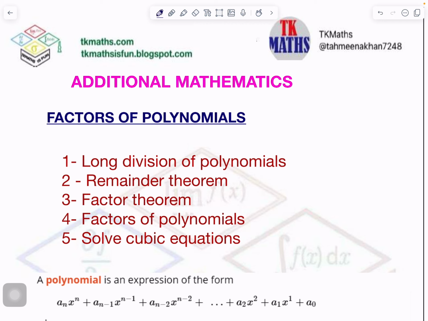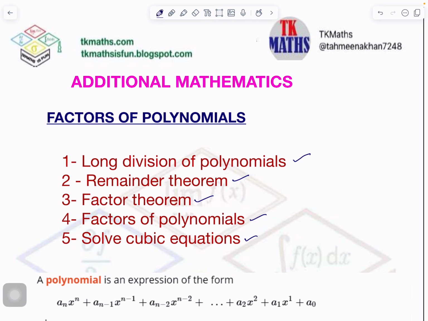In today's video, we will understand factors of polynomials, which is a topic in additional mathematics, O level. In this chapter, we will study these concepts: long division of polynomials, remainder theorem, factor theorem, factors of polynomials, and solving cubic equations. I believe I will make 5 to 6 videos to cover this topic.